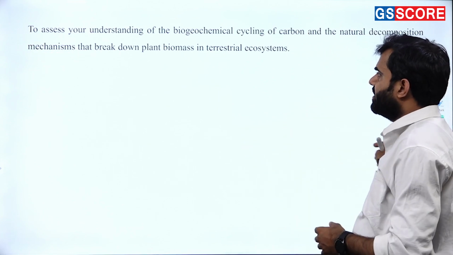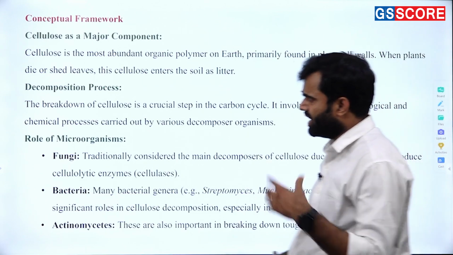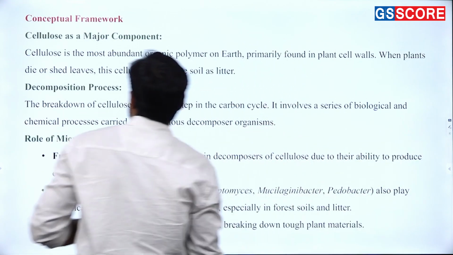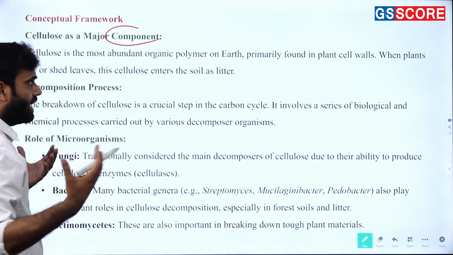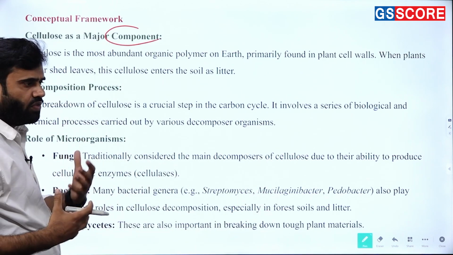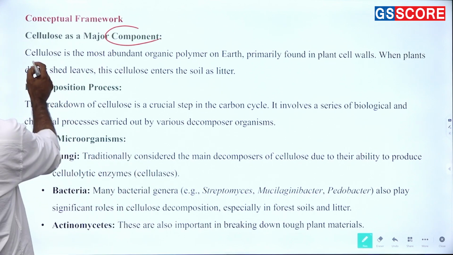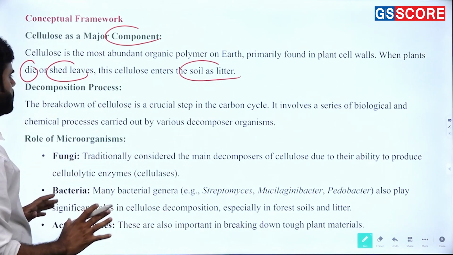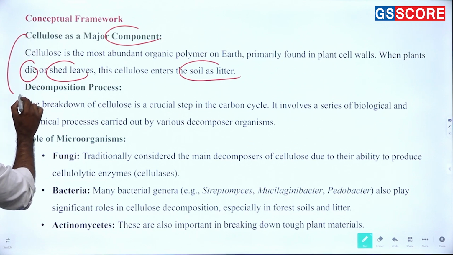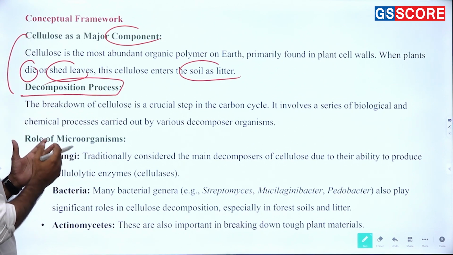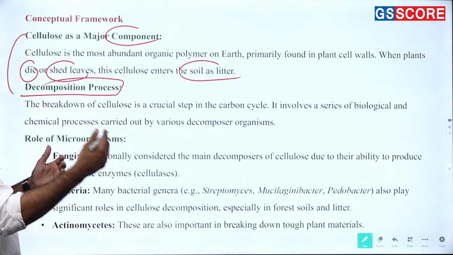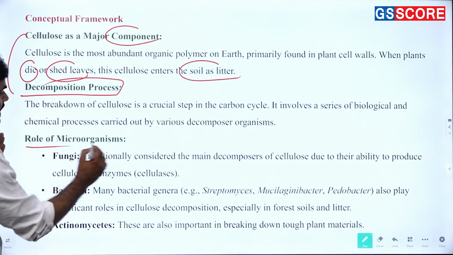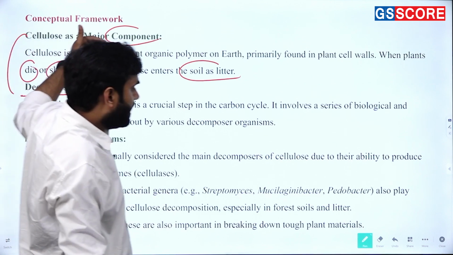Now let's decode the further important areas. What is the concept behind the question? First of all, you have to identify cellulose as a major component. You know very well it is an organic polymer, found in the plant cell. Also, when plants die or shed leaves, this cellulose enters the soil. These are the basic definitions of cellulose. The second step is the decomposition process, which happens to fulfill the requirement of the carbon cycle. Now you have to understand the major decomposer organisms, so you can write about the role of microorganisms like fungi and bacteria.